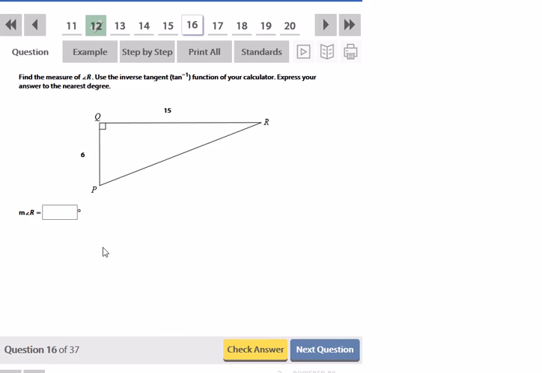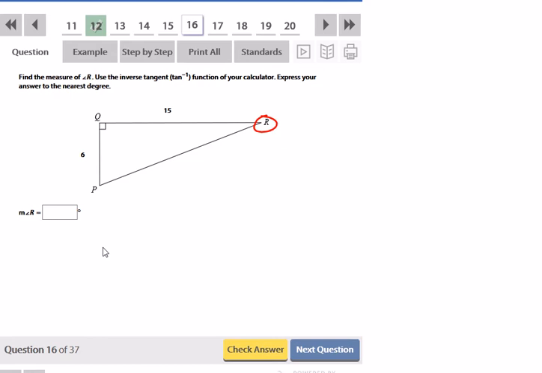Find the measure of angle R. Okay, so here we don't know an angle measure. If you remember from the notes, we said we're going to end up using an inverse trig function here, so we'll see how that sets up. Let's set up our equation though.